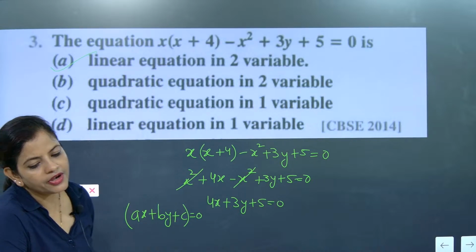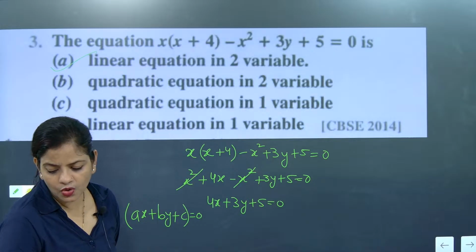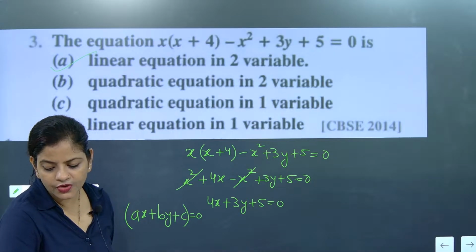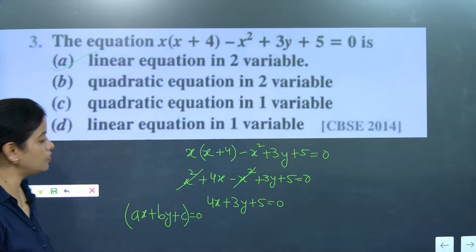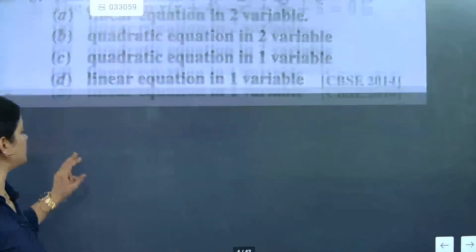Option is B, quadratic equation in two variables? No, it is not a quadratic equation in two variables. It is a linear equation in two variables. Okay? We'll go for the next question, Beta. Now shall we start the second question?